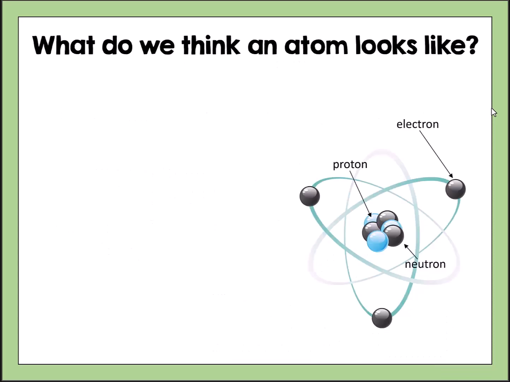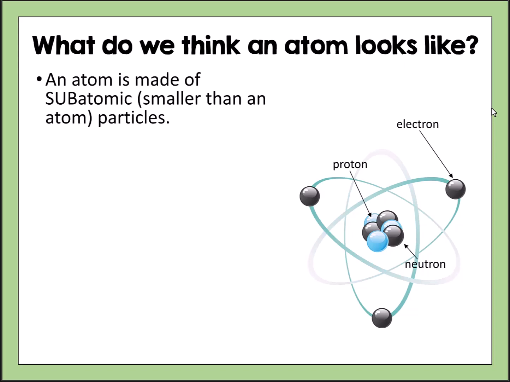What do we think an atom looks like? So atoms are so small that we can't actually see them, even with a very sophisticated microscope. So scientists have done lots of experiments that have led us to atomic theory, or what scientists think that atoms look like. An atom is made of subatomic particles, which means smaller than an atom.